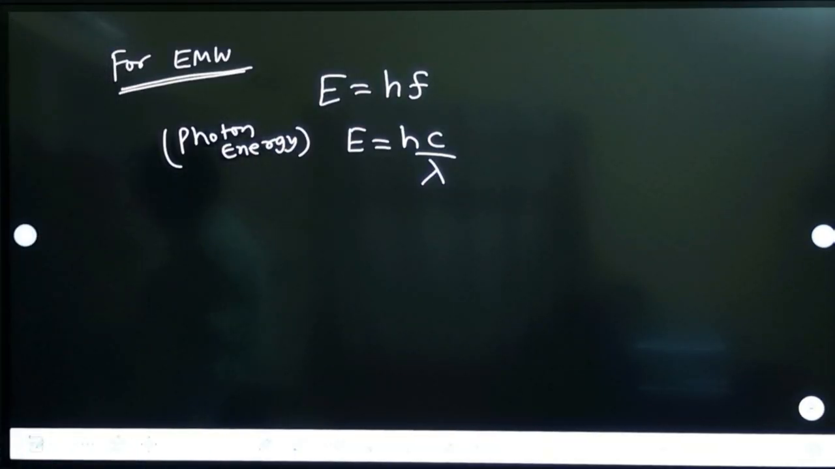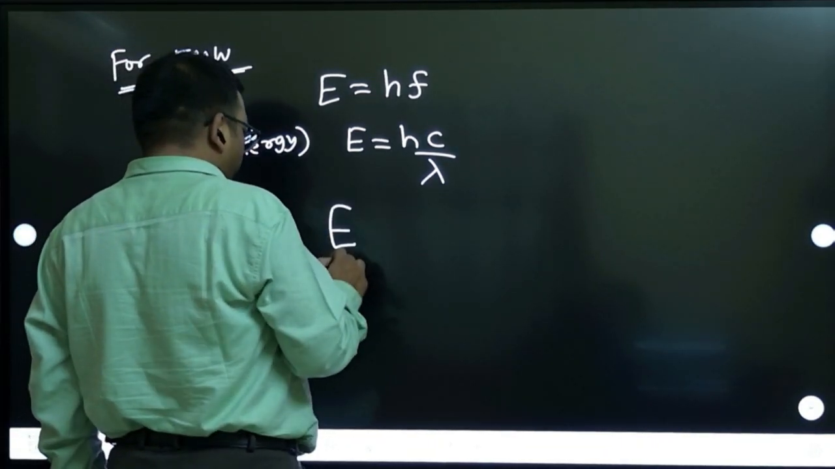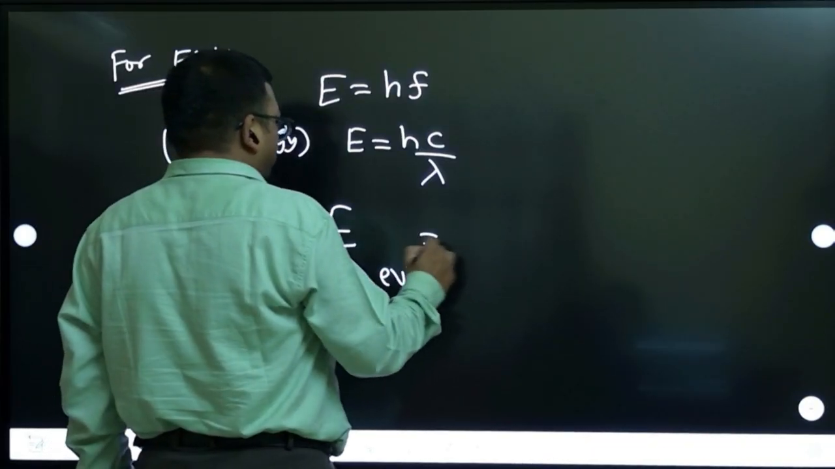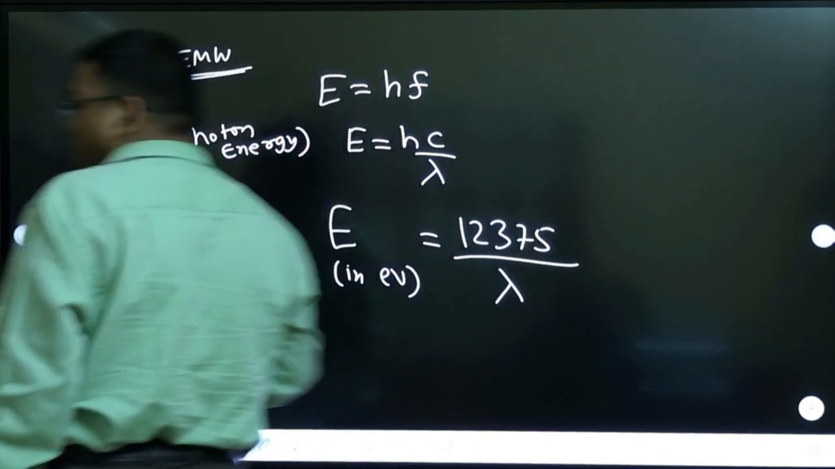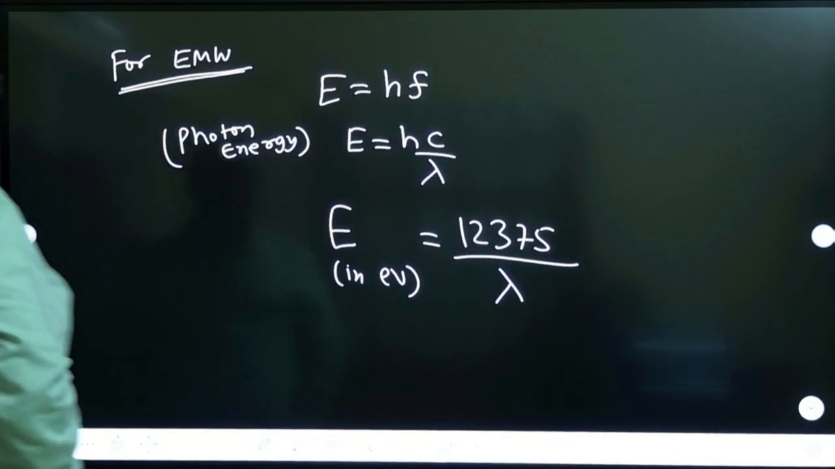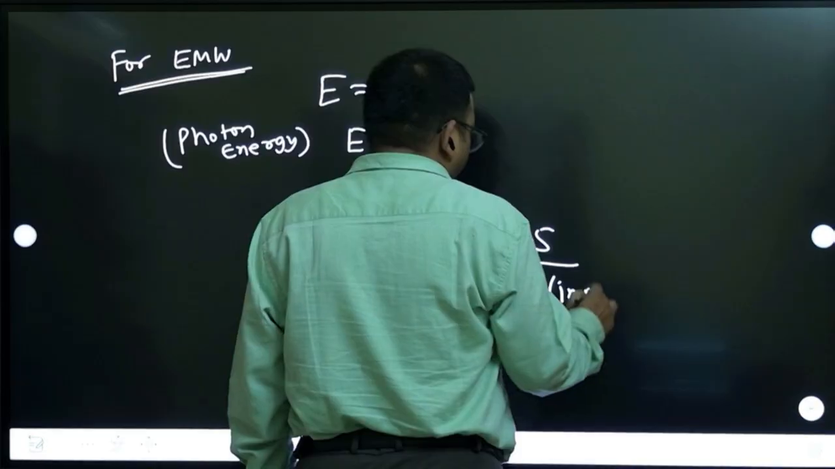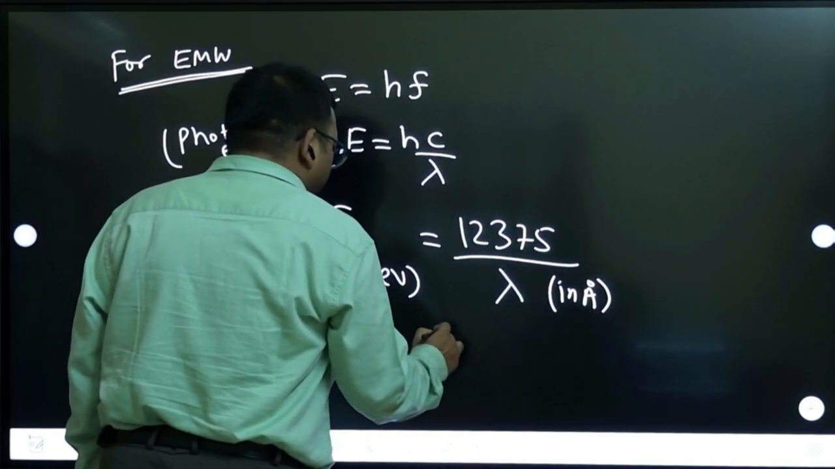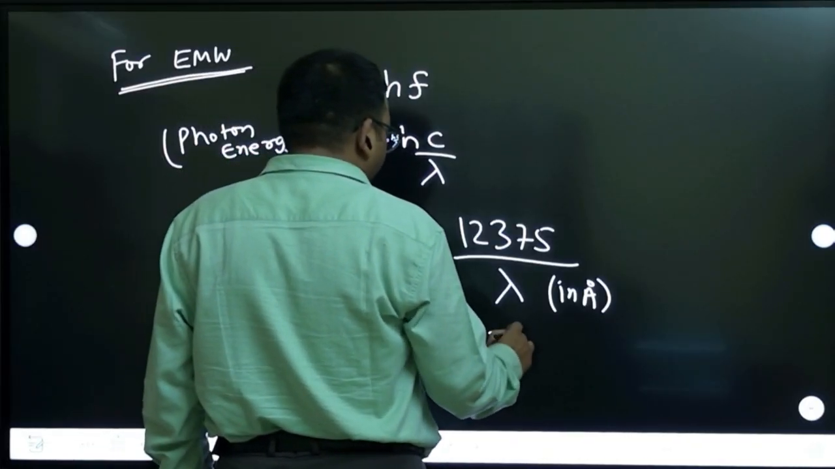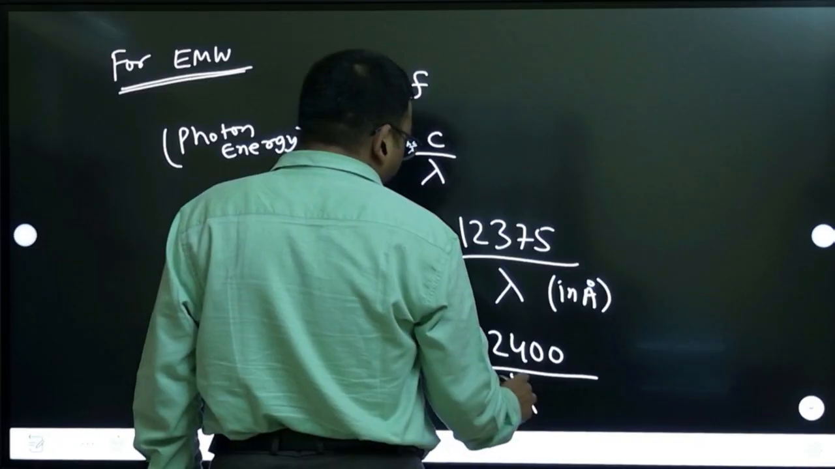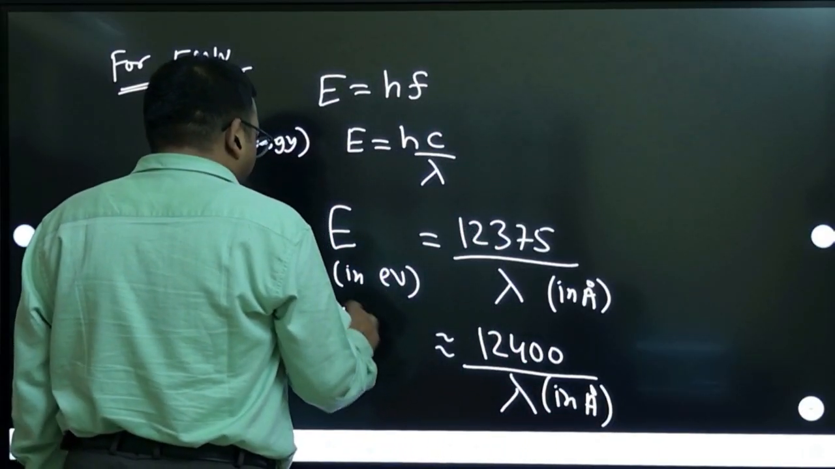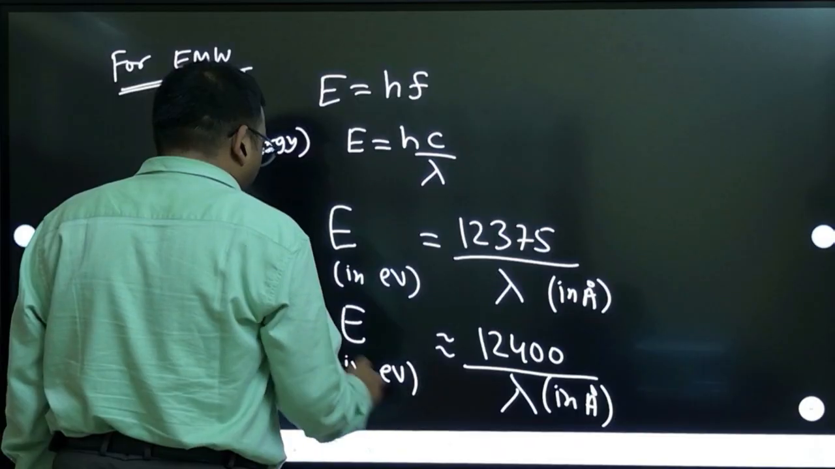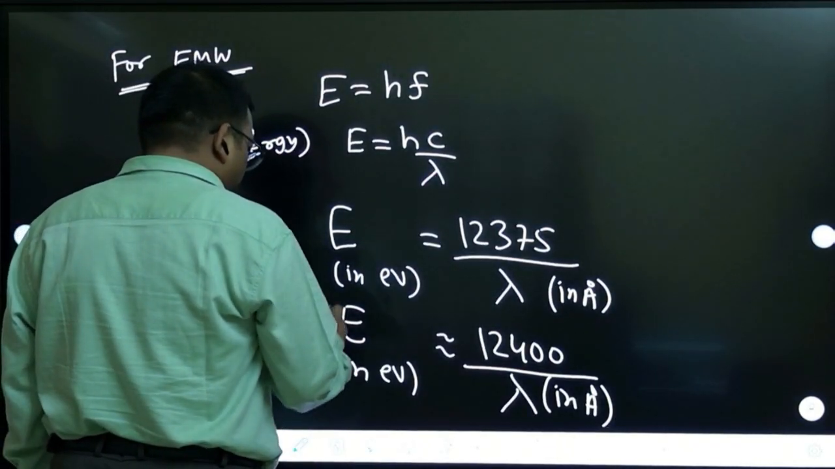So let us write the formula for energy in electron volt. Energy in electron volt is 12375 divided by wavelength in angstrom. Wavelength you have to put in angstrom. Suppose you want to approximate it a little bit, you can write 12400. This is a little bit of approximation, but it will also give you correct values. So this is the energy of photon formula in electron volt.